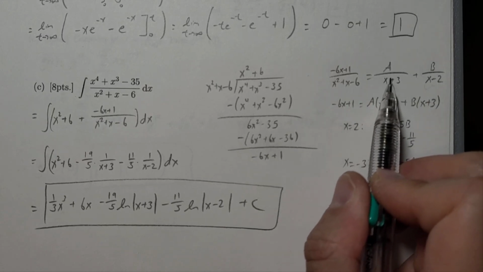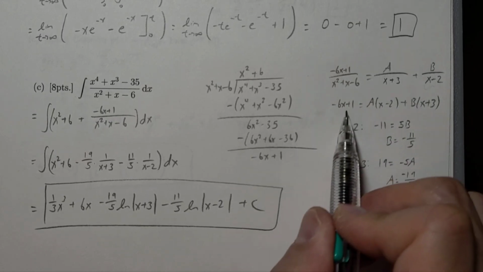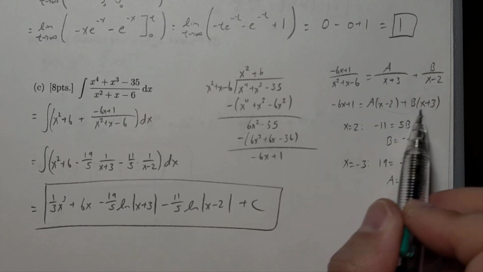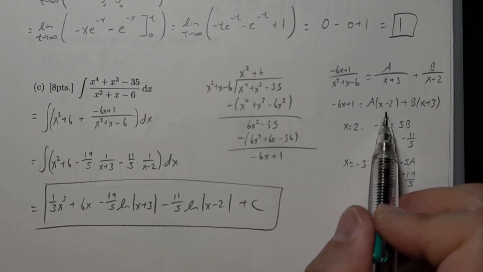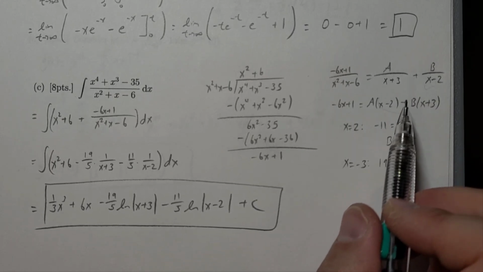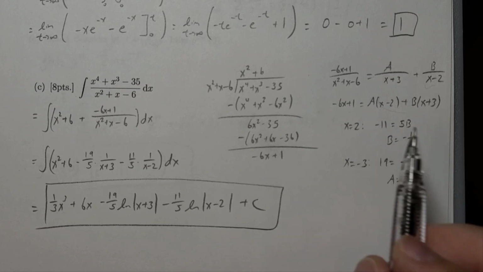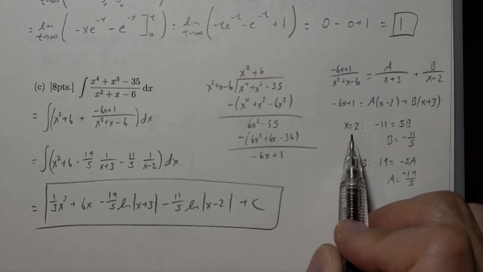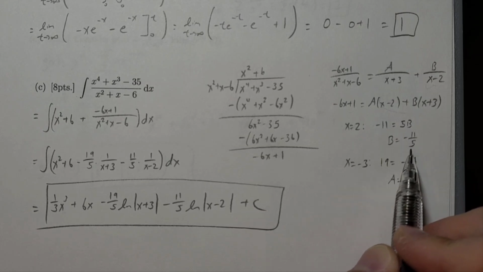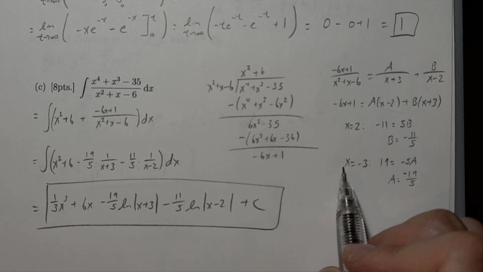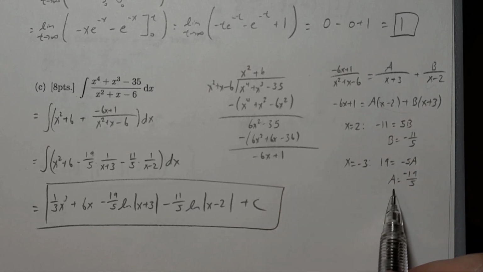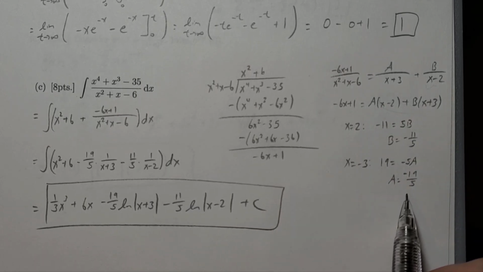Multiply both sides by the two factors, x plus 3, x minus 2. The left-hand side, you're left with minus 6x plus 1. This side, you're left with A times x minus 2 plus B times x plus 3. For this type of partial fraction decomposition, remember that if you see my other videos, the quick way to do it is we plug in nice values of x. When x is 2, this goes away. We get minus 11 is 5B, so B is minus 11 over 5. When we plug in x is minus 3, this is a nice value because this term goes away. And then we can find that A is minus 19 over 5.